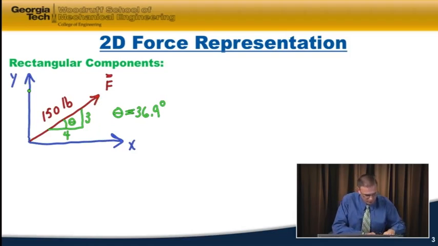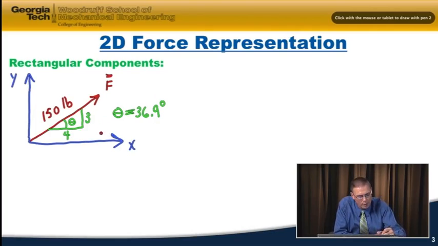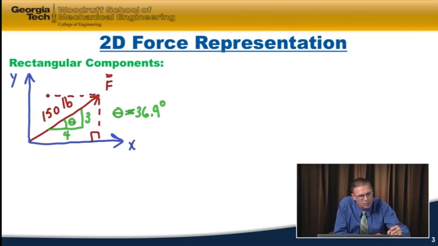And what we want to find now is the rectangular components of the force F along the x-axis and along the y-axis. So what we're going to do is draw a perpendicular from the x and the y-axis. So this is a perpendicular, and this is a perpendicular. And this component will be F sub x, and this component will be F sub y.